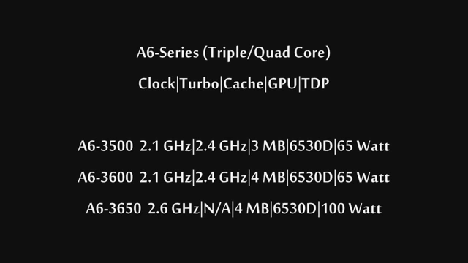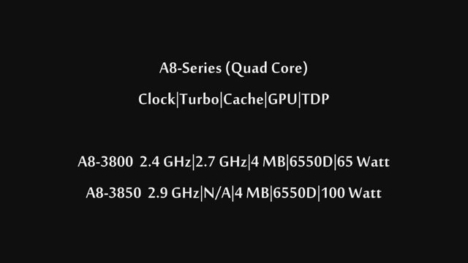3500 and the 3600 share similar specifications. They both have 2.1 GHz clock speeds, 2.4 GHz turbo core speeds, but the cache is different, 3 MB on the triple core, 4 MB on the quad core. All these APUs feature the 6530D HD graphics, and the 3500 and 3600 are 65 watt TDP. The 3650 quad core is 2.6 GHz, does not feature turbo core, has 4 MB of L2 cache, and it's 100 watt TDP. On the high end, we have the A8 series.